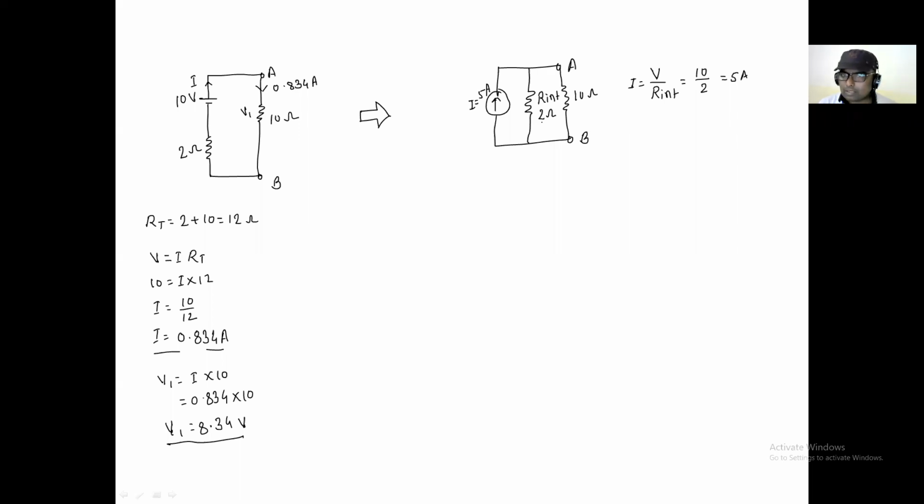Now give me that this 2 ohm and this 10 ohm in the real current source, how they are connected? Parallel. So here let me assume that this is a current I1 and this is a current I2, and you know the total current. Can you use that current divider formula and calculate that I2? I2 is equal to total current into opposite resistor divided by sum of the two resistances, means 2 plus 10.